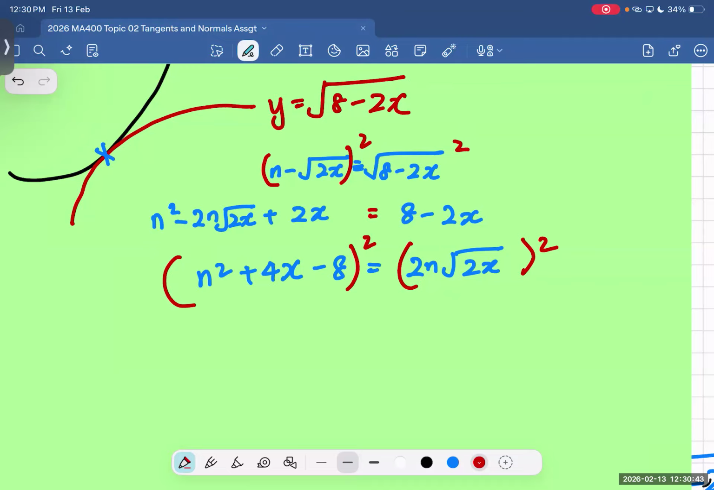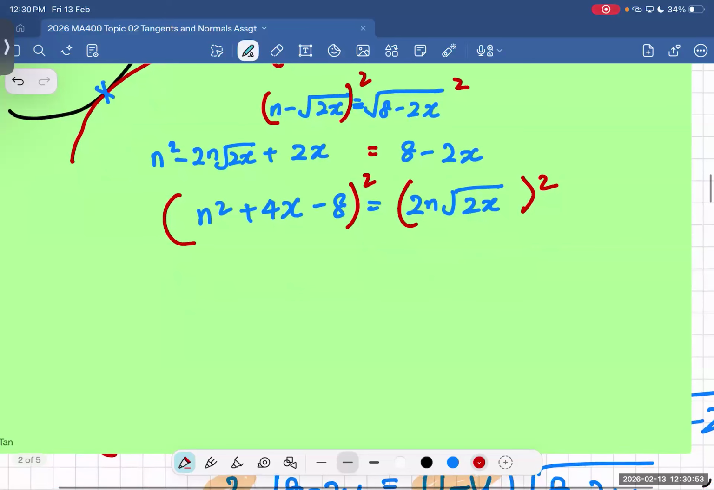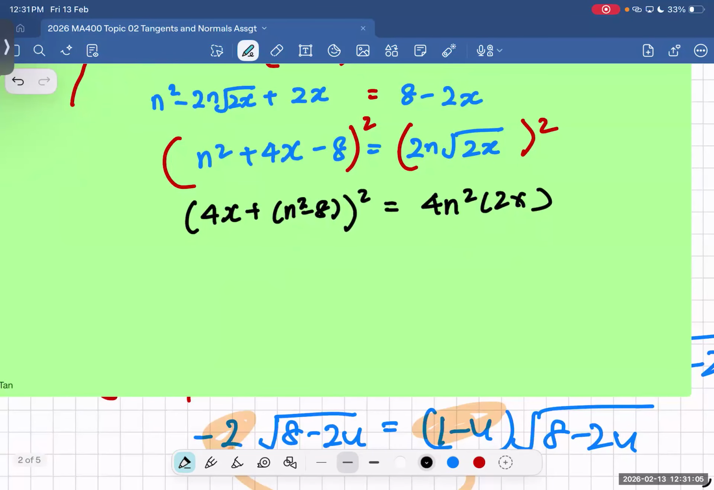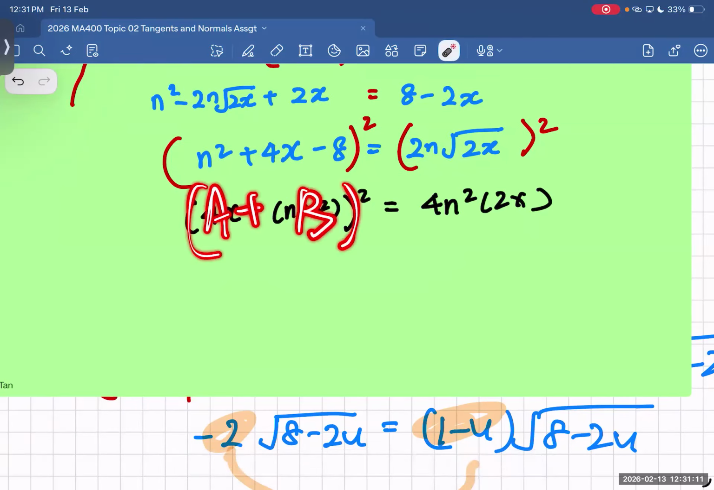Now if I use the discriminant, basically anybody that is free from x, you can put them together. Anybody that's with x, you put them together. I want to write my answer this way. I square both sides. Right hand side is 4n squared times 2x. What does this look like? Is it okay? Very good. A plus b bracket squared.